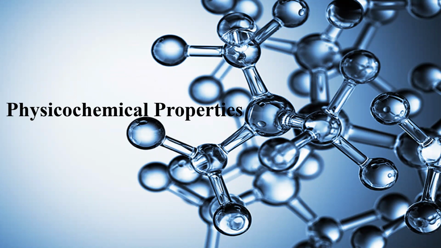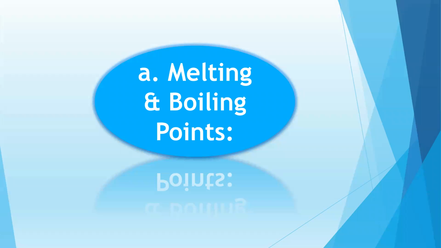Now we will be learning about physico-chemical properties, that is how they are physically and chemically different from each other. First of all, melting points and boiling points. So what are melting and boiling points? The temperature at which the substance starts melting is known as the melting point, whereas the temperature at which the substance starts boiling, from the liquid state, is known as the boiling point.